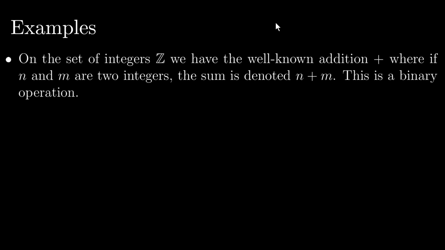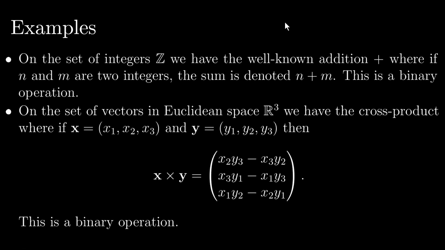The integers have an operation that we all know and I hope love called addition, where if n and m are two integers, the sum is denoted n plus m. This is a binary operation because it takes two integers and the sum is also an integer. On the set of vectors in Euclidean space, or R3, which is the set of all ordered triples of real numbers, we have an operation called the cross product. You don't really have to know a lot about the cross product. The point is just that if we take two vectors and we cross them together, their cross product is another vector in three-dimensional Euclidean space. So that makes it a binary operation.